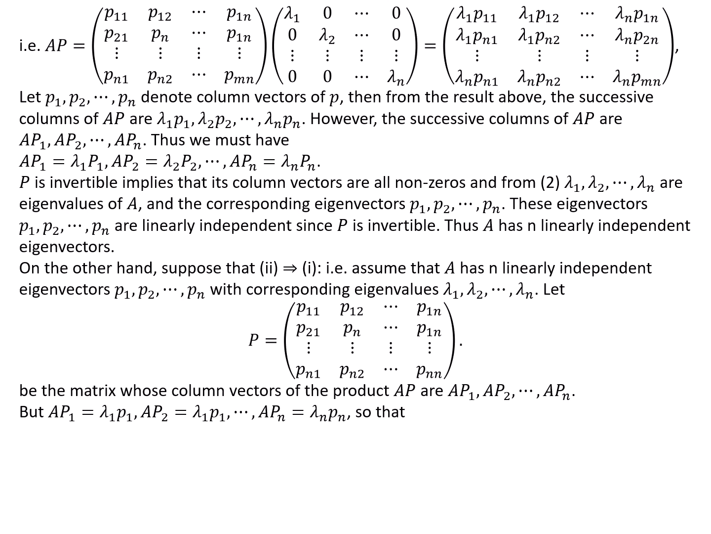Assume that A has linearly independent eigenvectors P1, P2 up to Pn with corresponding eigenvalues lambda 1, lambda 2 up to lambda n. Let P be the matrix whose column vectors are P1 up to Pn. The products AP are AP1, AP2 up to APn. But AP1 equals lambda 1 P1, AP2 equals lambda 2 P2, and so on.